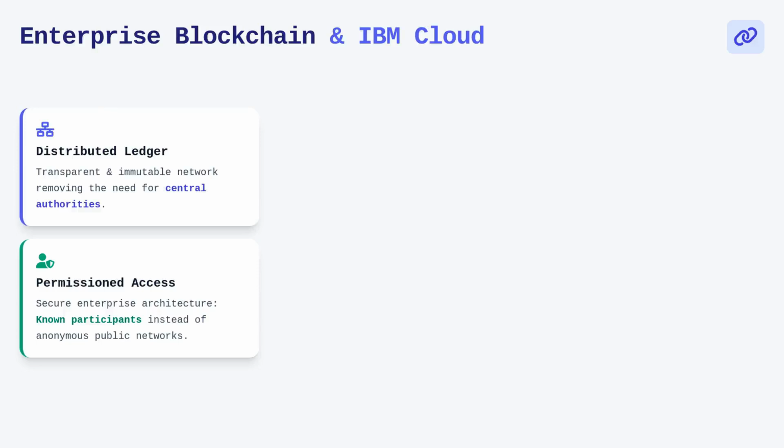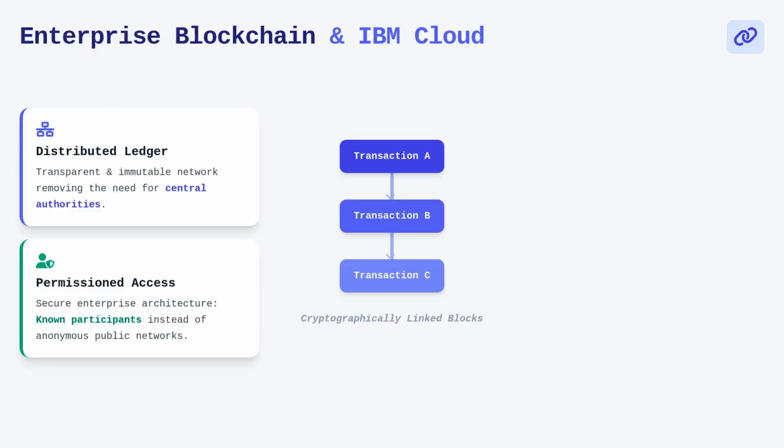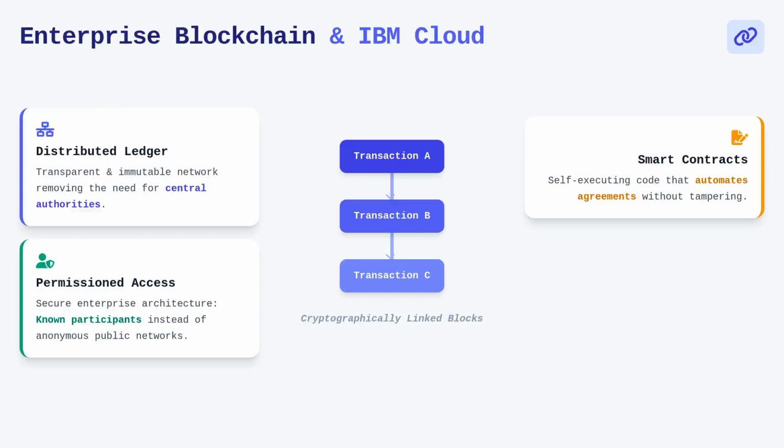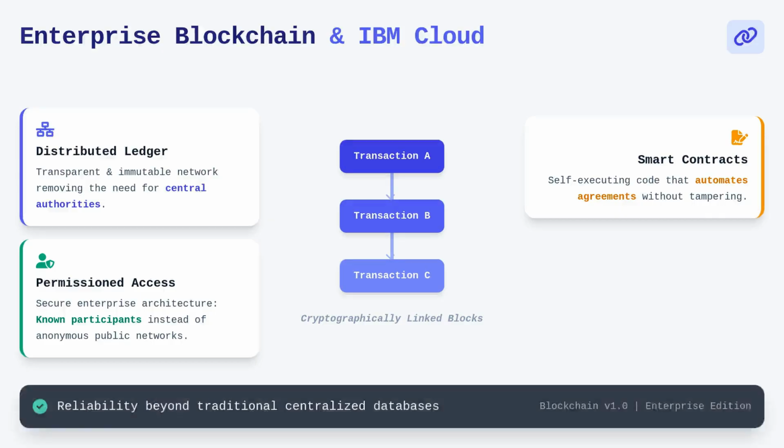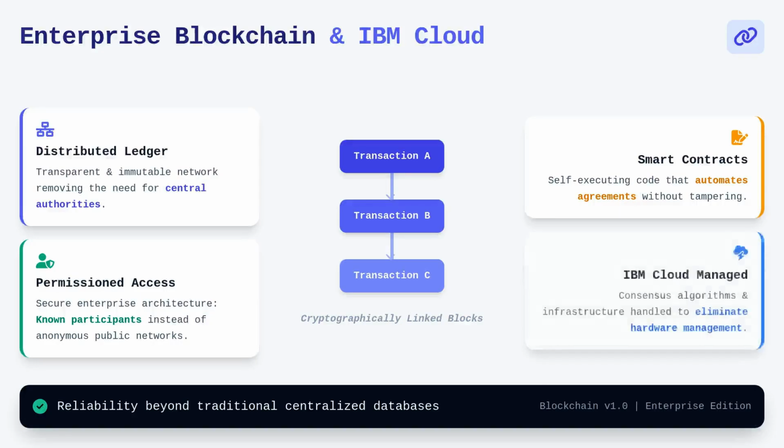This architecture allows organizations to trade assets or verify processes with the assurance that every transaction is cryptographically linked to the previous one. When you deploy these solutions, you rely on smart contracts, which are self-executing portions of code that automate agreements once specific conditions are verified. Because these contracts reside on the blockchain, they operate in a tamper-proof manner, providing a level of reliability that traditional centralized databases struggle to match.